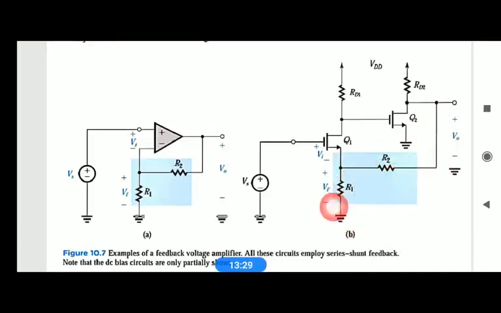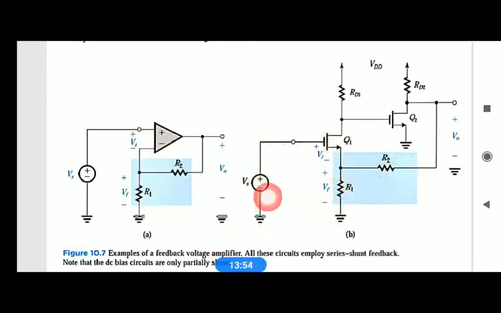Here also Vf is proportional to V naught, because if you apply the voltage divide rule to this network, V naught into R1 divided by R1 plus R2 is the Vf. So variation in V naught will vary Vf. You see the input network here.